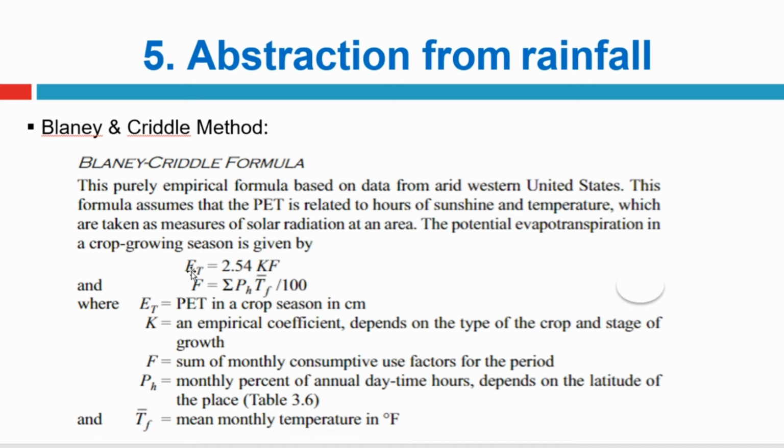The evapotranspiration is calculated in terms of centimeters. Also observe that the mean monthly temperature is in degrees Fahrenheit, not degrees Celsius. Right, so this is how we can use the Blaney-Criddle formula.